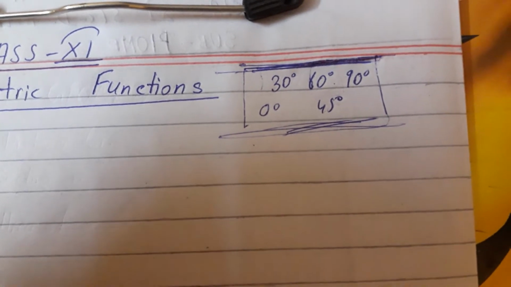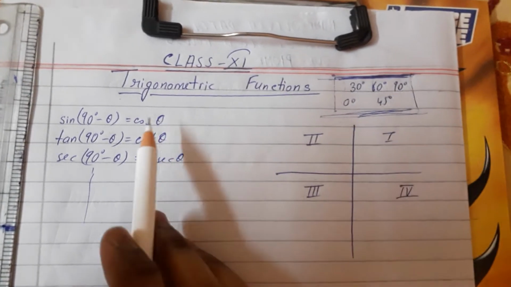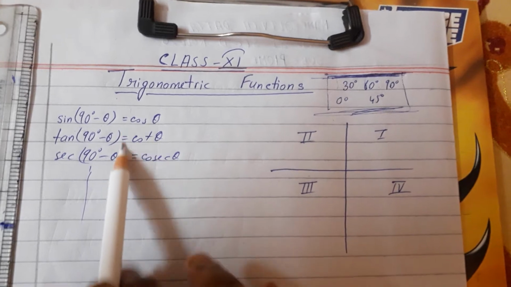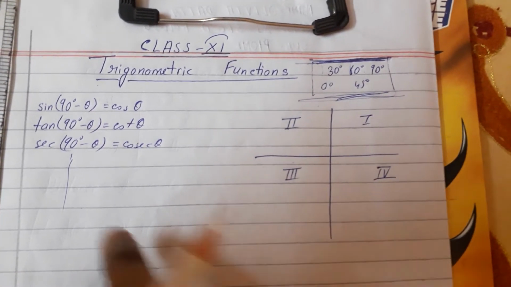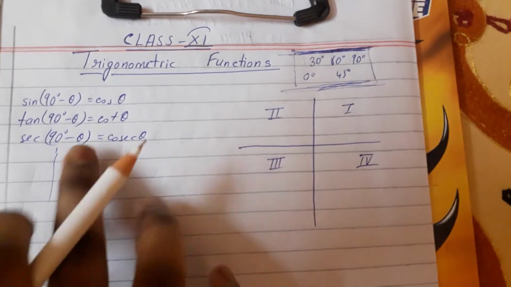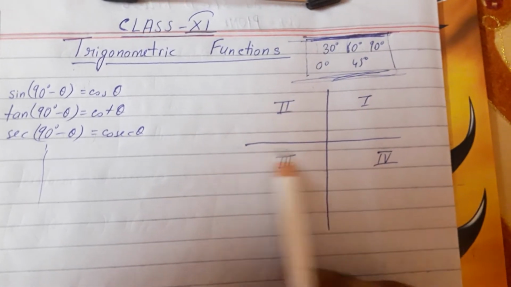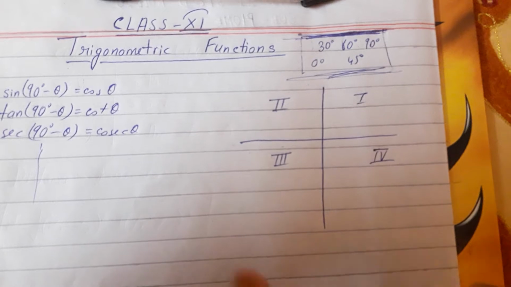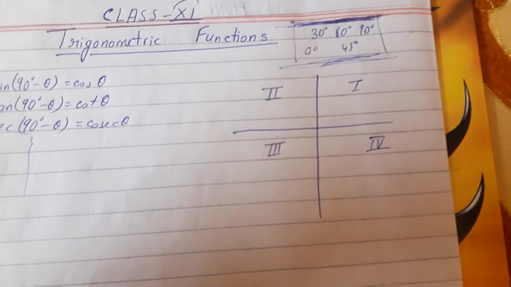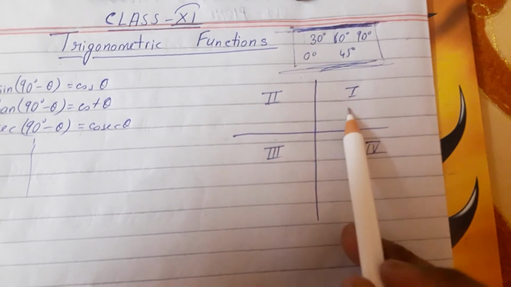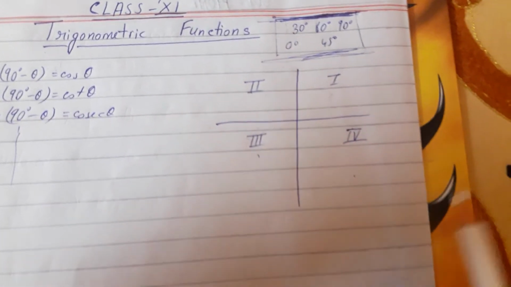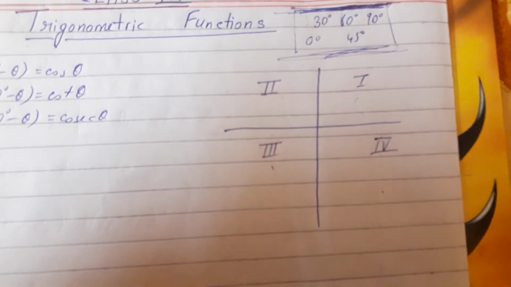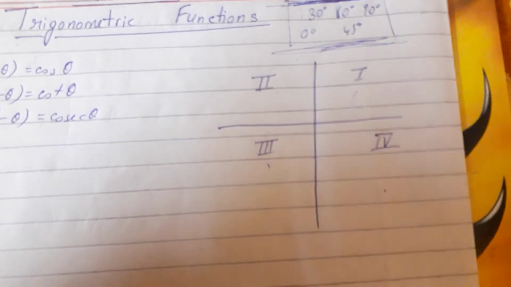So let's start. Now see, in class 10 you have already learned these complementary pairs, so you have to apply these ideas. That's why I have written them here. Now see, I have drawn a rough graph with its 4 quadrants. This is the first quadrant, this is the second, this is the third quadrant, and this is the fourth quadrant. Now see very properly.